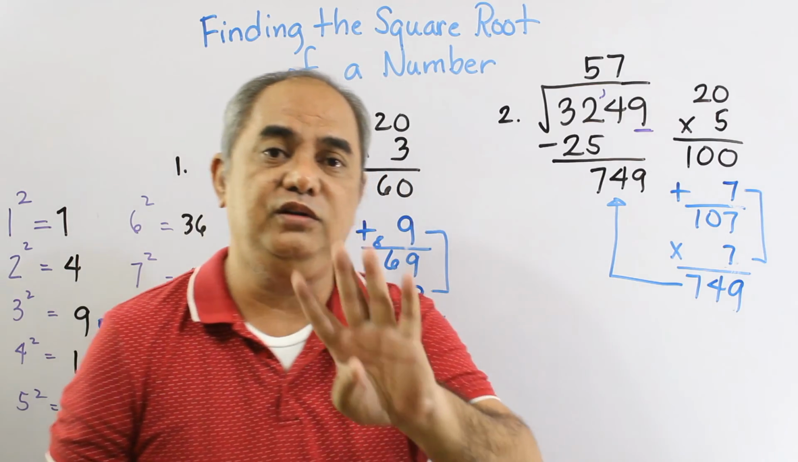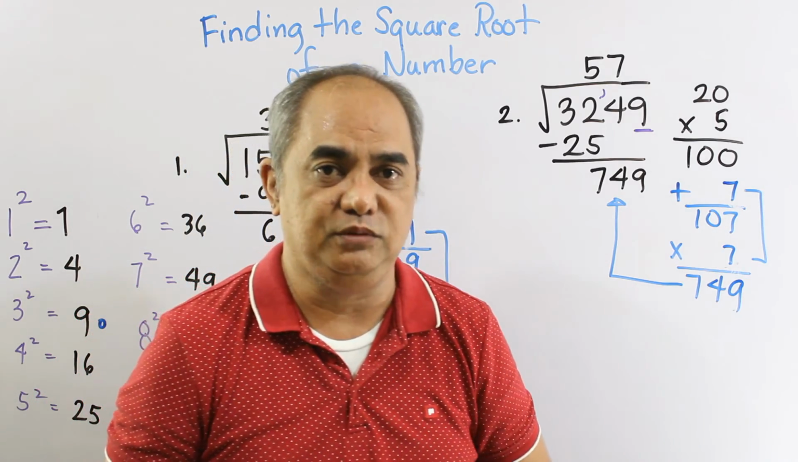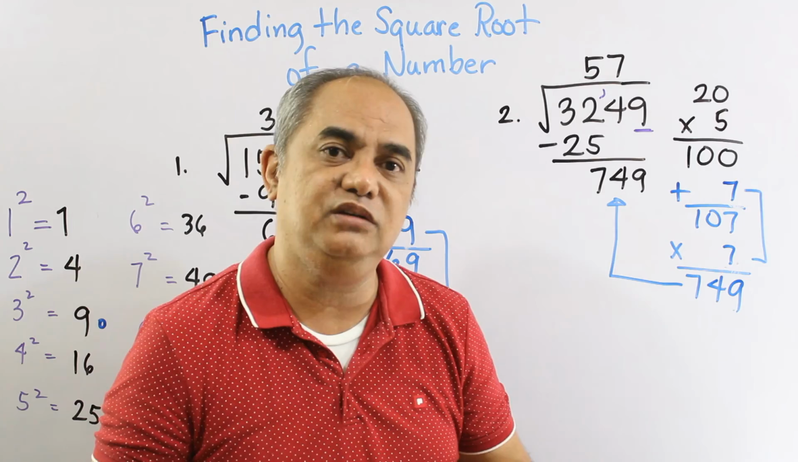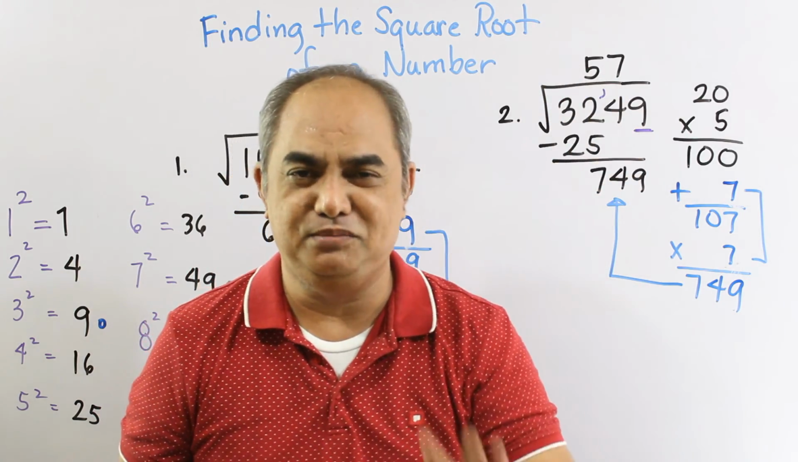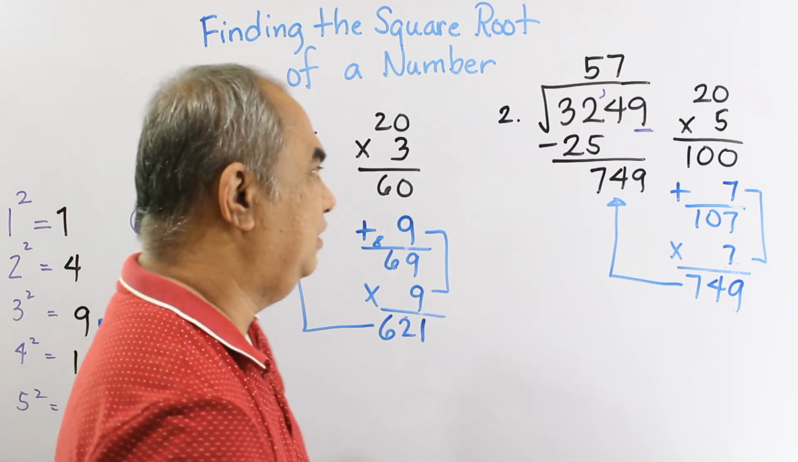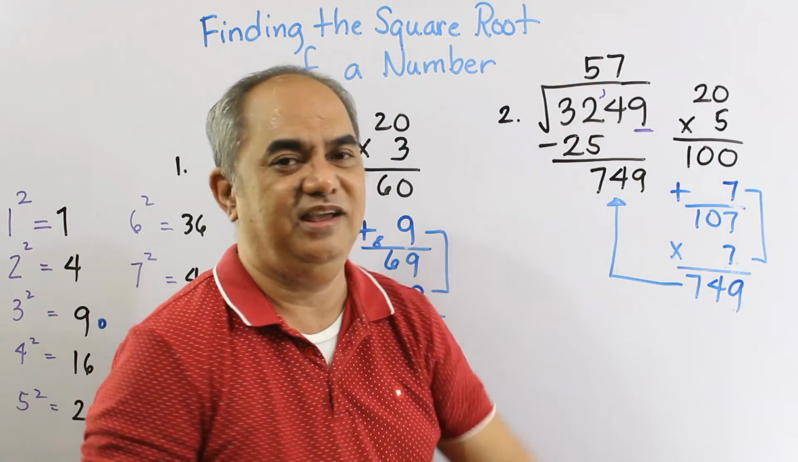So you see, there are only 4 steps on how to get the square root of a number. And how do you check whether your answer is correct or not? Simply multiply your answer by itself, and it should be the product of the given number.